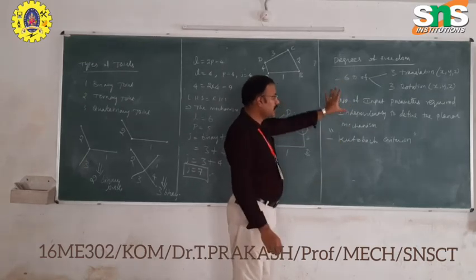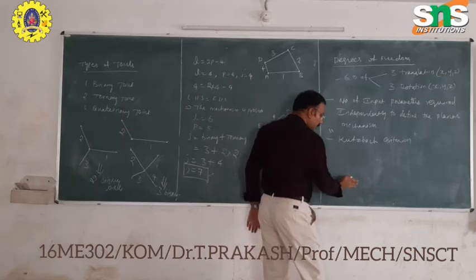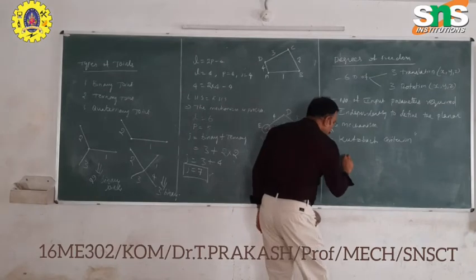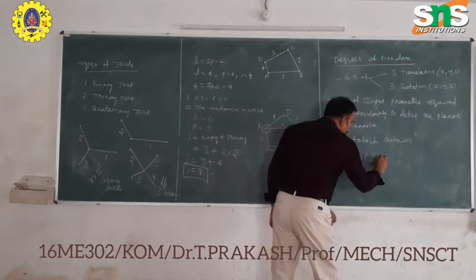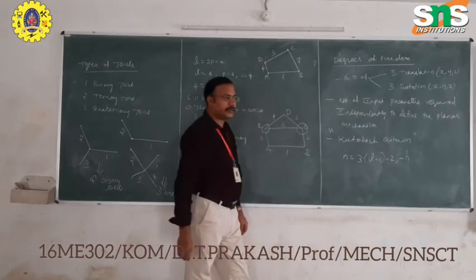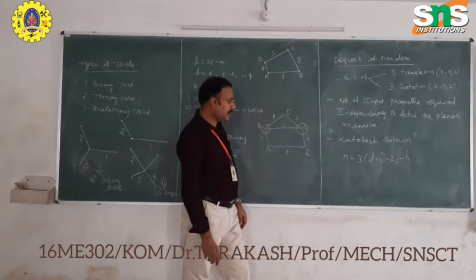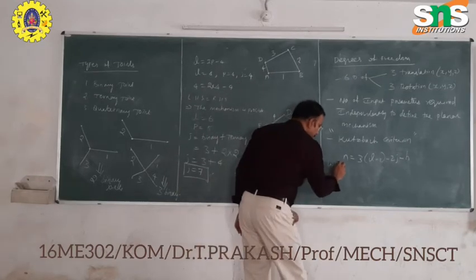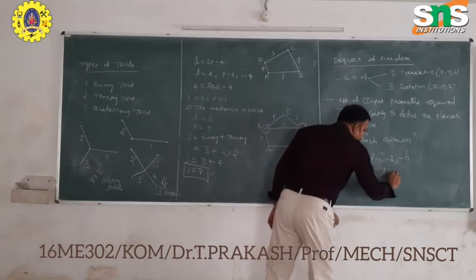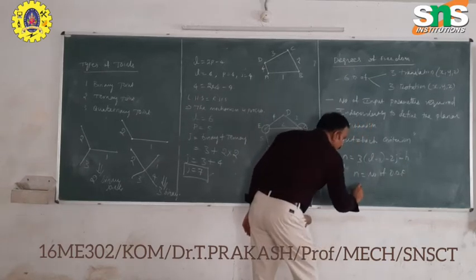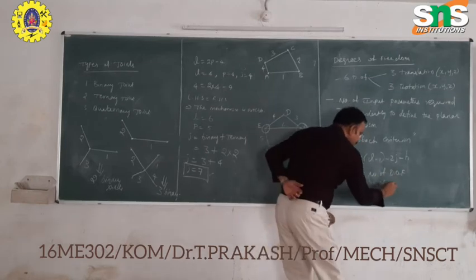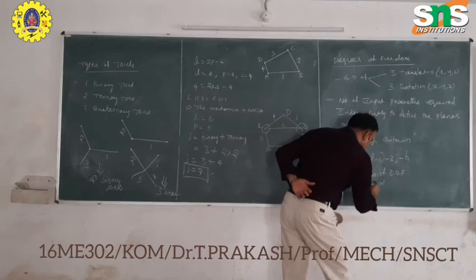We can find the degree of freedom for any mechanism, and he defined it as n equal to 3 into (L minus 1) minus 2j minus h, where n is the number of degrees of freedom. J is the number of binary joints, or number of lower pairs.